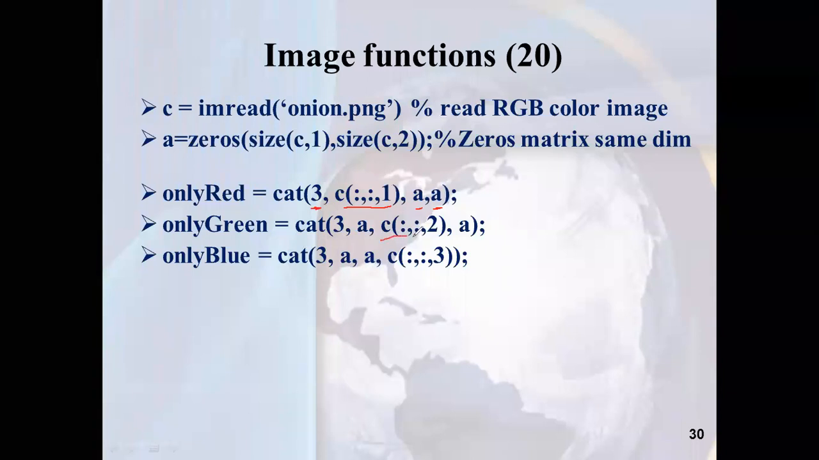Only the green channel, we take C(:,:,2). The red is replaced by 0 and the blue is replaced by 0. And also for only blue, the red and green channels are zeros. We just have the blue channel. And we make a concatenation to construct the image that is constituted by 3 matrices stacked together.